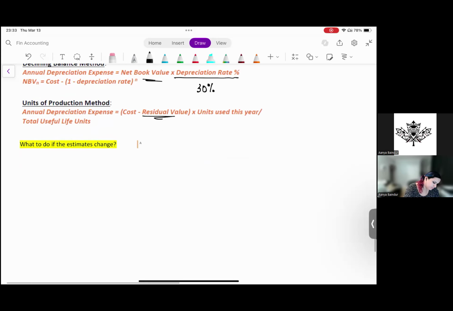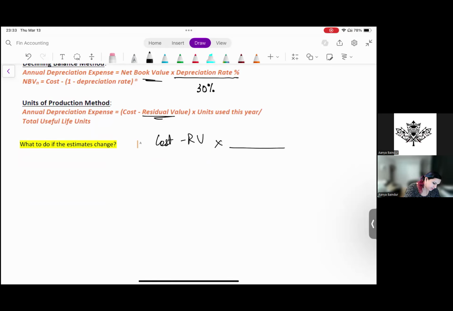So when it comes to the units of production method, you take the cost, subtract from it the residual value, and then you multiply this by a proportion. The proportion will be how much it can either use up or produce in a year, divided by its total units over the course of its life.